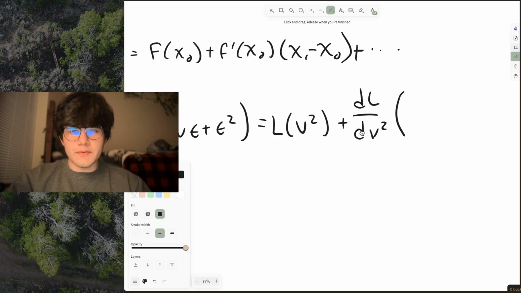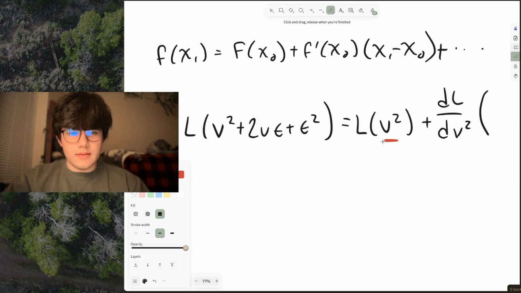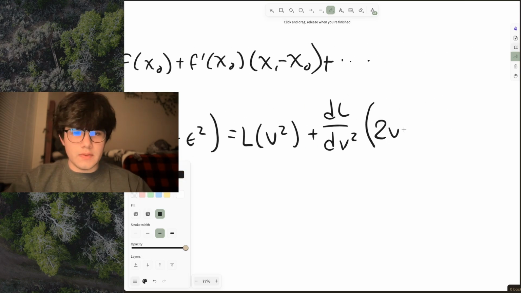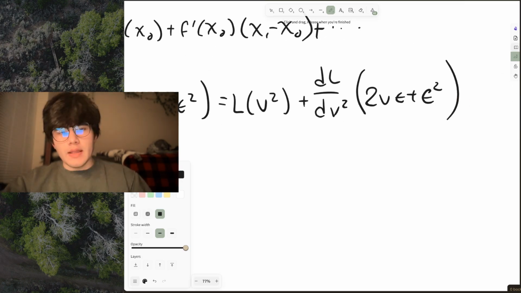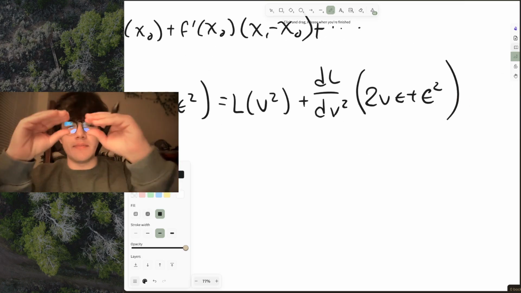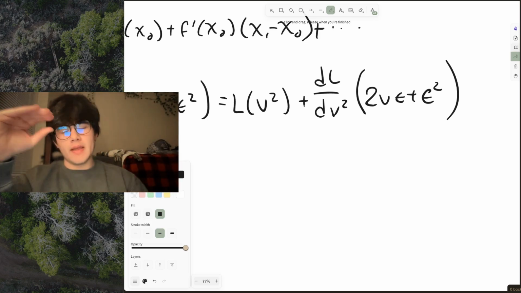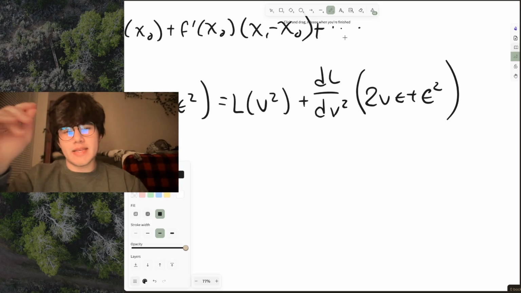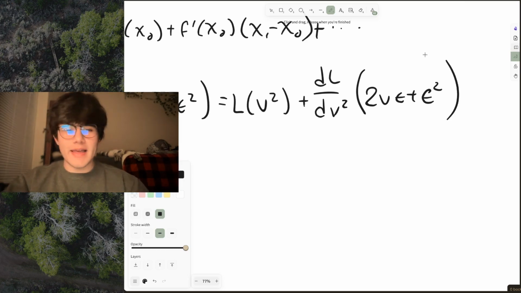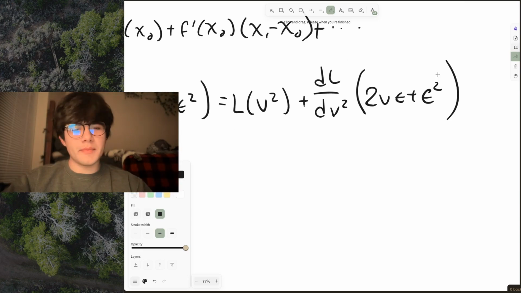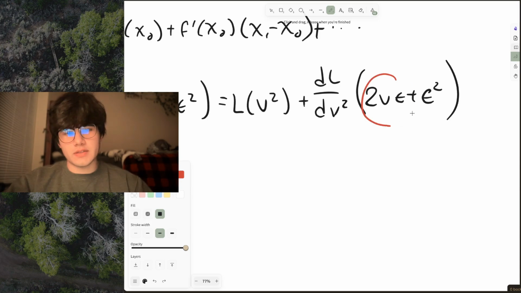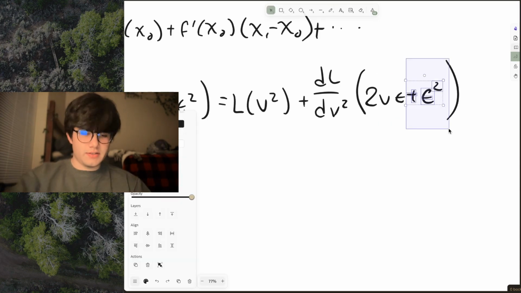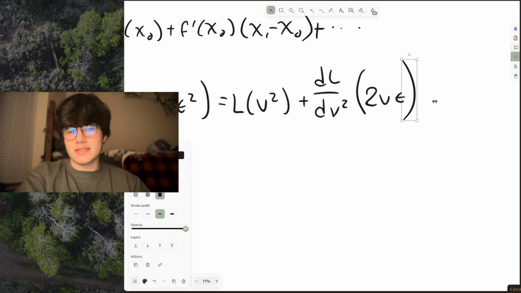And then we look at the difference between this guy and this guy, which turns out to just be these terms here. So we have 2v epsilon plus epsilon squared. Now, remember, epsilon is some very small velocity, right? And if you have something very small and we square it, it's negligible. So you can think that as epsilon goes to 0, this term here is going to shrink way faster than this term, right? So we can actually neglect this term, and this will make our calculations a lot simpler.